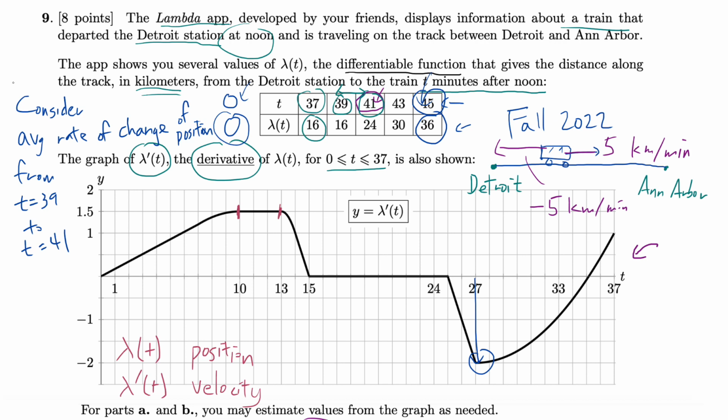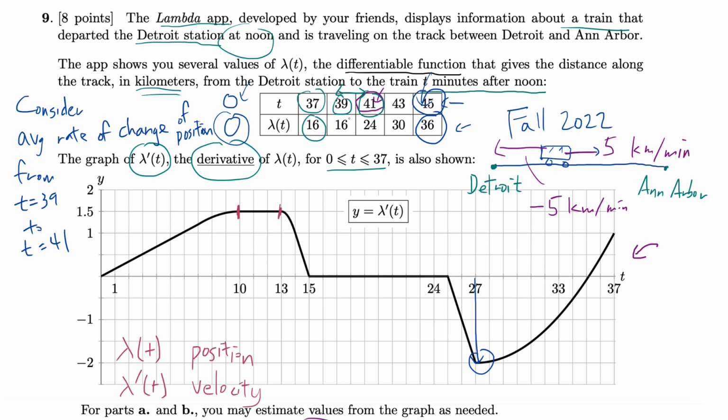For example, something that you do not want to do is try to approximate it by the average rate of change between 37 and 39. That's probably going to be a worse approximation than picking, say, 39 and 41. But here I don't think it matters between 39 and 41 and 41 and 43. They're both 2 apart. But anyway, how do you find the average rate of change in position?